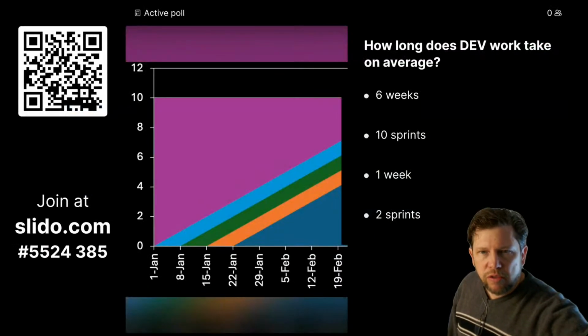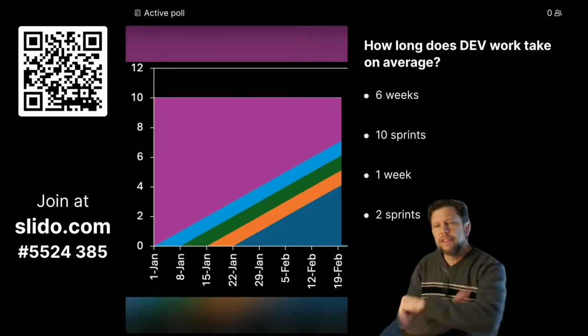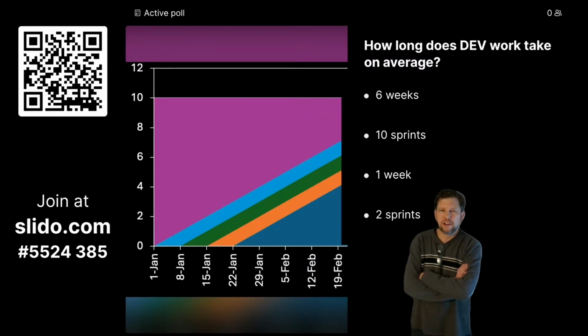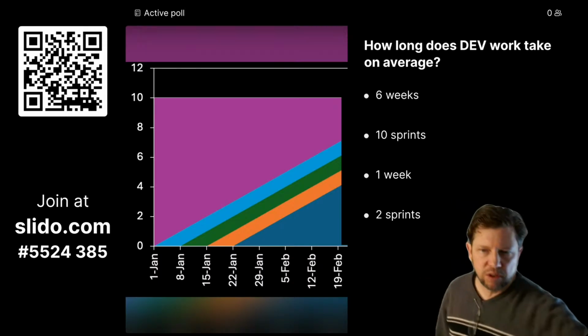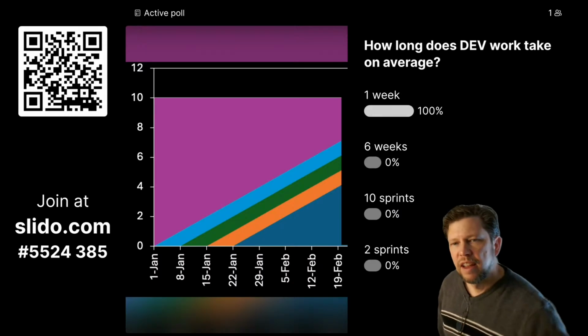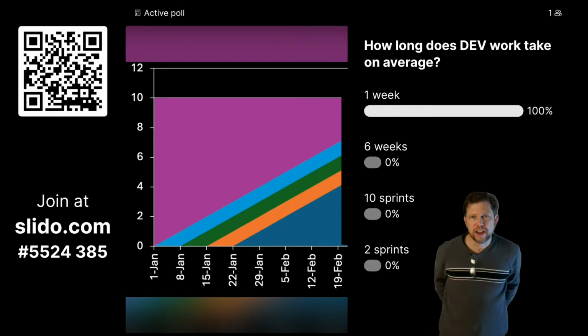Okay, so we're continuing to move across. So looking at this graph, how long does dev work take on average? How long does it take to finish something that's in the dev column, which is the green there? Is it 6 weeks, 10 sprints, 1 week, 2 sprints? How long does it take for dev work on average?